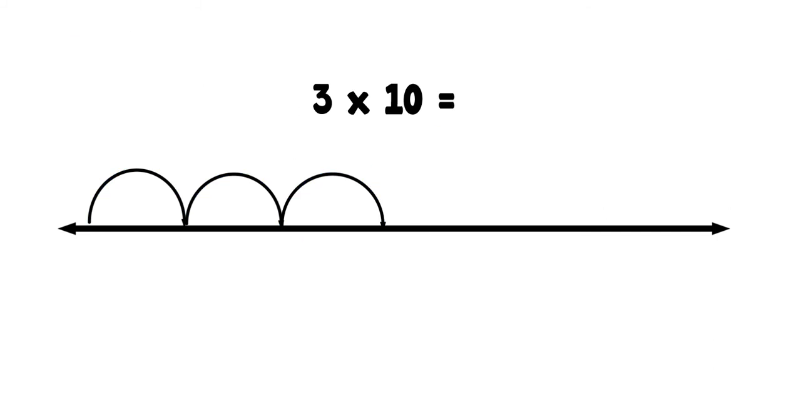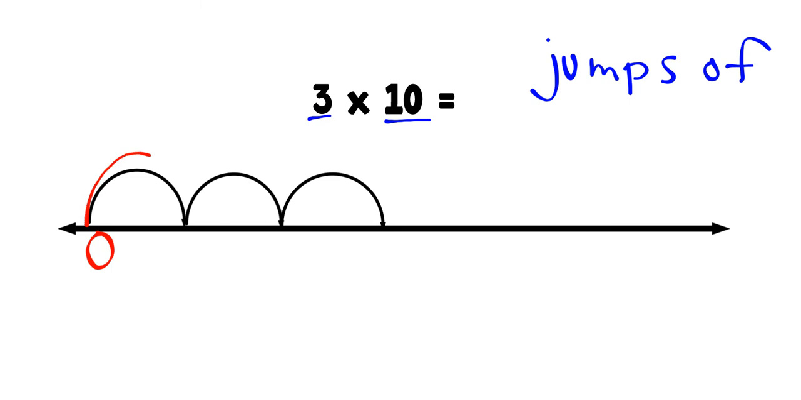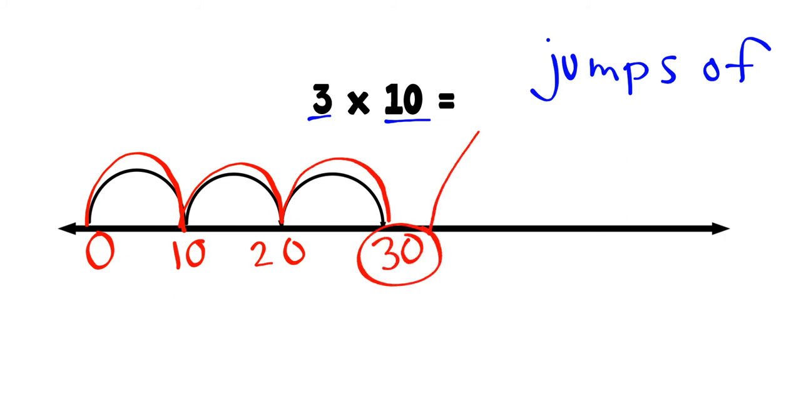Now, let's use what we know to apply it to this problem here, a multiple of 10. So here we have 3 times 10, which is the same as 3 jumps of 10. So we'll start at 0 and we will make one jump, but instead of 1 this time, we're going to take a jump of 10. Our second jump is another jump of 10, which would be 10 plus 10 more would be 20, and a final jump of 10, which would get us to 30, which is our answer.